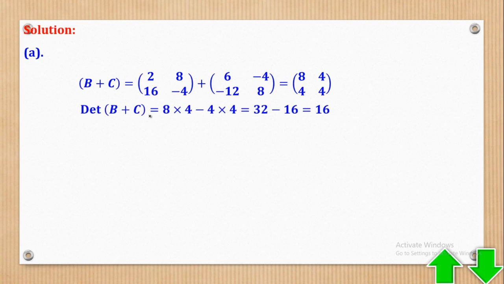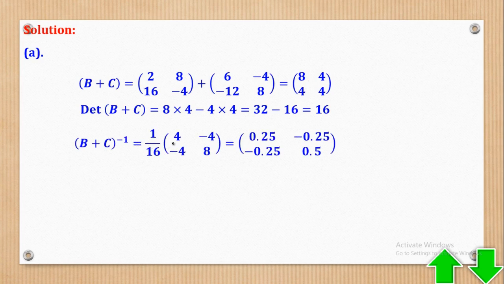Next we shall get the determinant. So determinant is equal to product of entries in the major diagonal minus those in the minor diagonal. So 8 by 4 minus 4 by 4 to come up with 32 minus 16, which is 16. So now that I've got the determinant, I can get the inverse by saying inverse is equal to 1 over determinant multiplied by the adjoint.